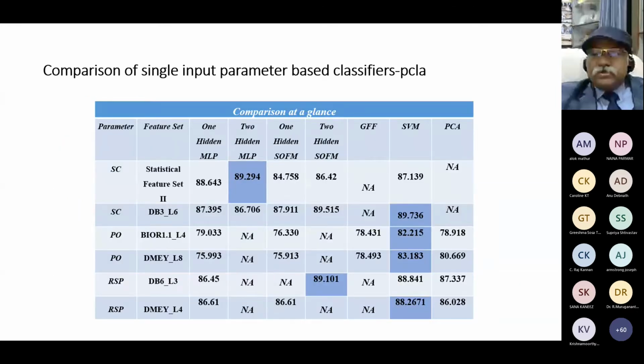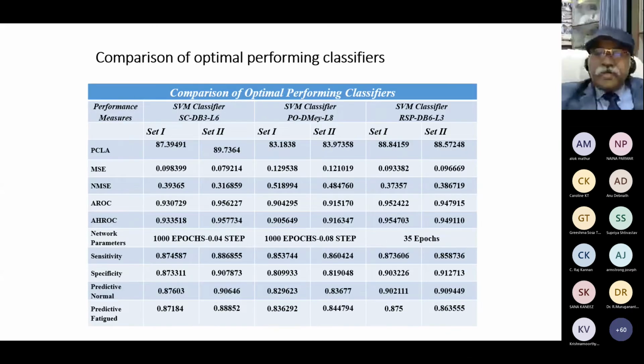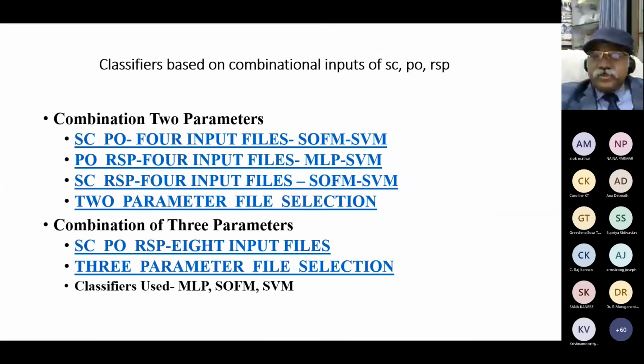So this is the comparison of everything done with a single input, single sensor: skin conductance individually, pulse oximeter individually, and respiration individually. What is the performance in terms of accuracy? Around 89%, 89% for skin conductance, and then pulse oximetry, what is the performance? Respiration, what is the performance? That has been shown here. Comparison of optimal performing classifiers, two different sets, and all three are compared together here.